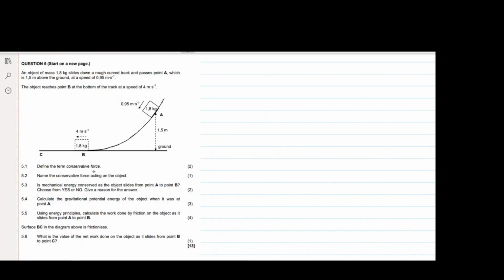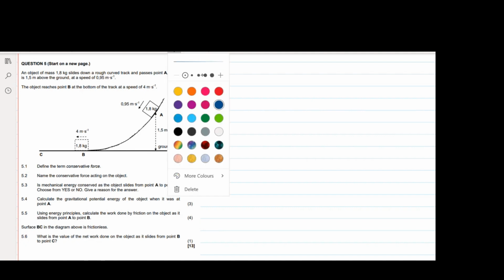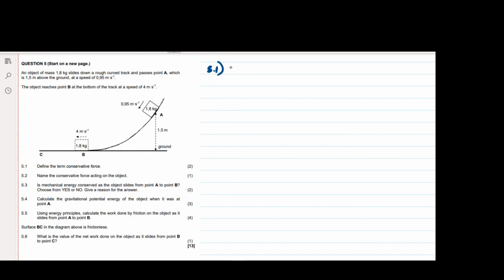Define the term conservative force. A conservative force is a force for which work done on an object is independent of the path taken.